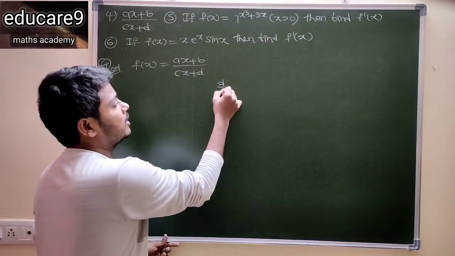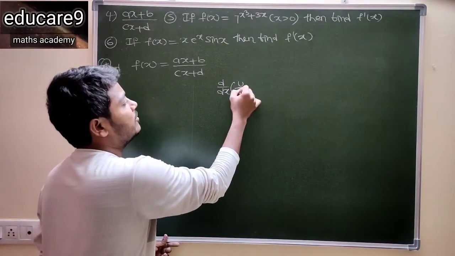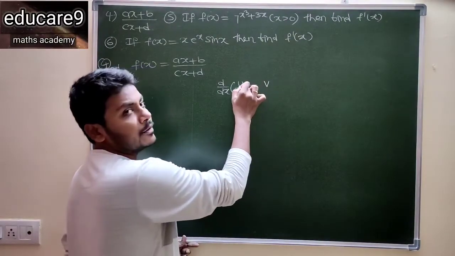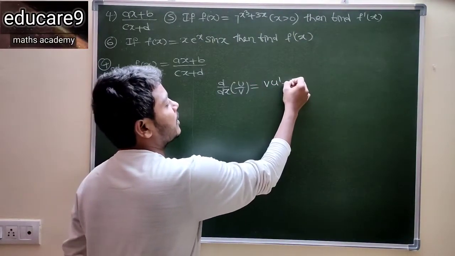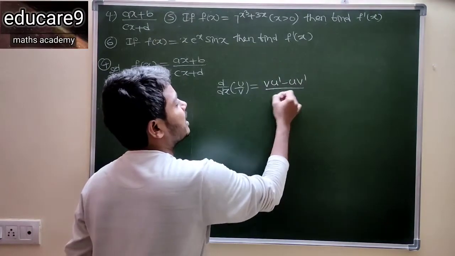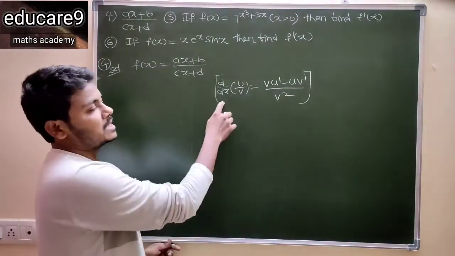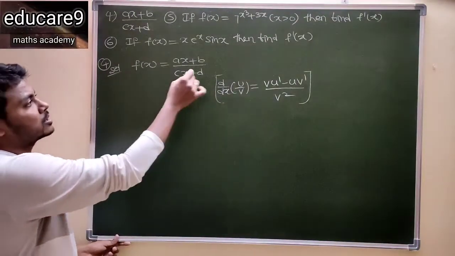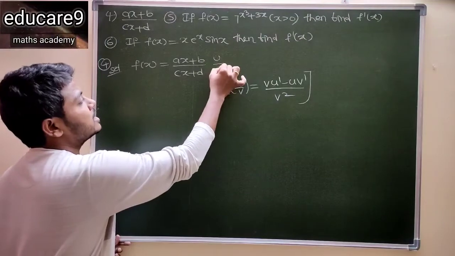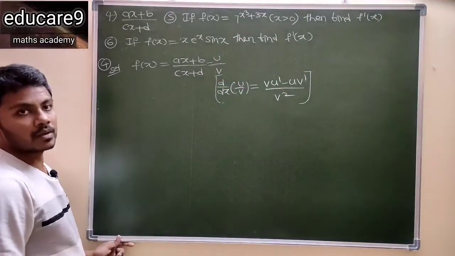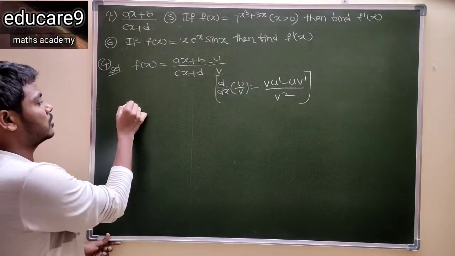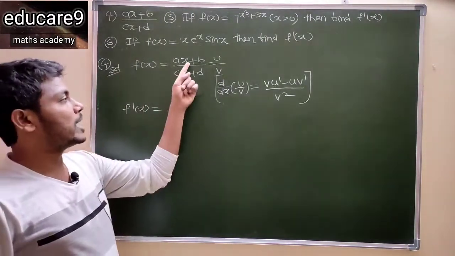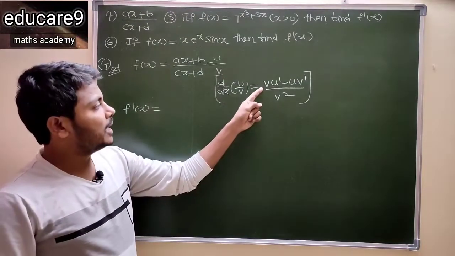So you know that d by dx of the u by v form is what? v into the derivative of the numerator, that is u dash, minus u into v dash, by v square. So this is the derivative of u by v. So clearly u is equal to the numerator and v is equal to the denominator. Now see here, f dash x, the derivative of f of x, is f dash x. So do direct differentiation. So v into u dash.